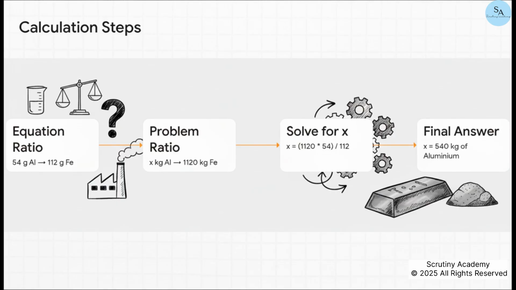If 112 grams of iron requires 54 grams of aluminum, then it follows that 1,120 kilograms of iron is going to need, well, a quick cross multiplication and voila! It's exactly 540 kilograms of aluminum. You see, the ratio stays the same no matter how big the numbers get.